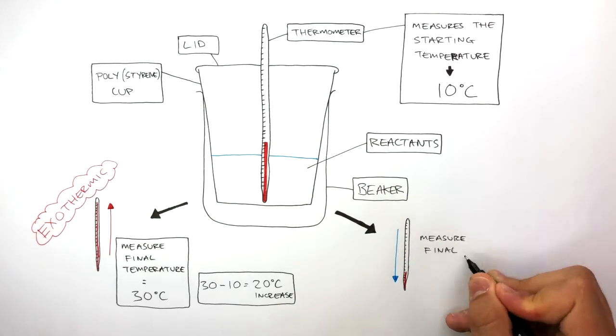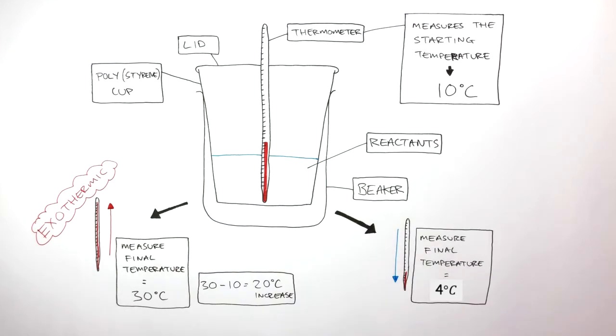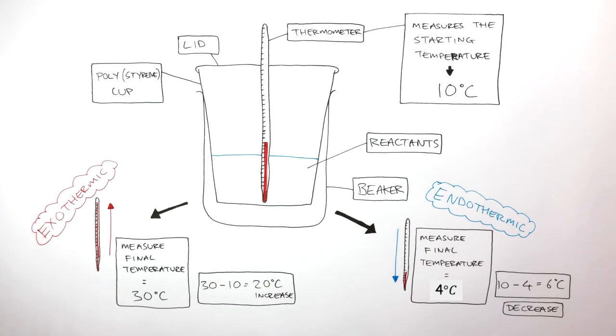We measure the final temperature, and in this example, it's 4 degrees Celsius. So 10 take away 4 equals a 6 degrees Celsius decrease. So this is an endothermic chemical reaction as the temperature of the surroundings has decreased.